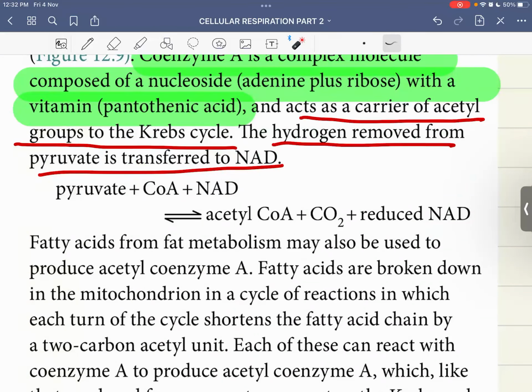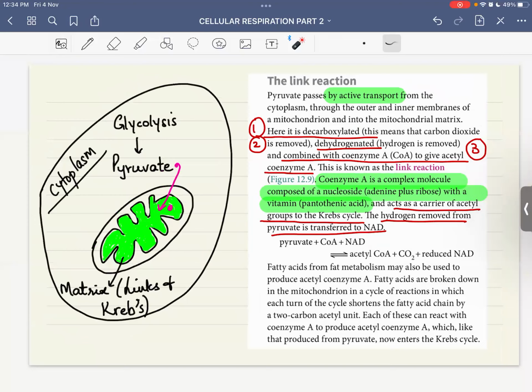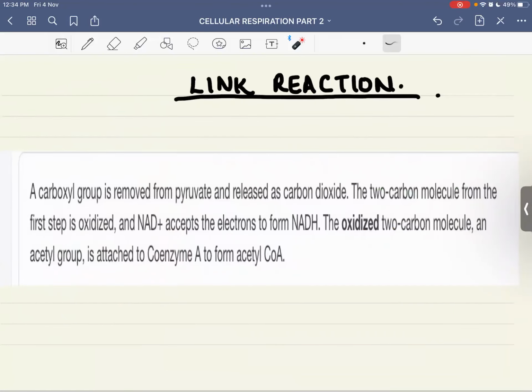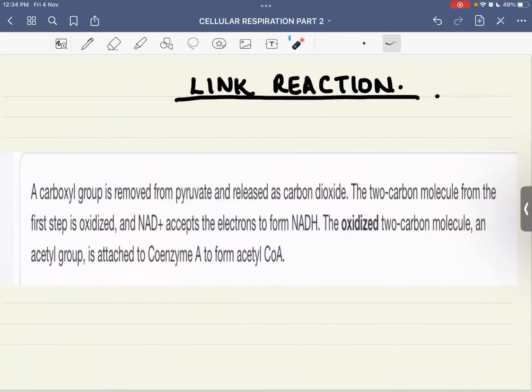So in the link reaction, I hope there are no questions. No? Nope. All good. Let's move on. All good. So that was its summary. And let's move now to the Krebs cycle.